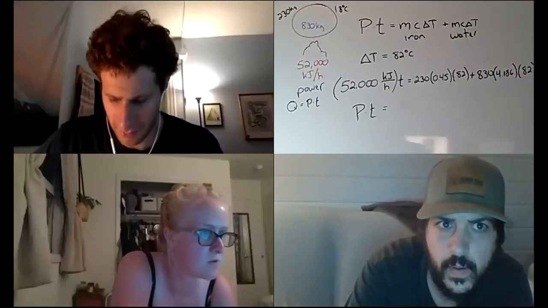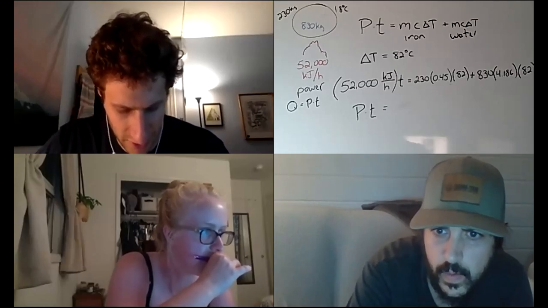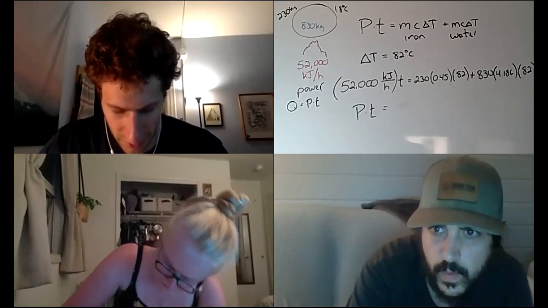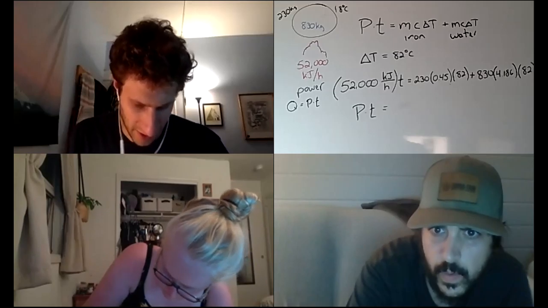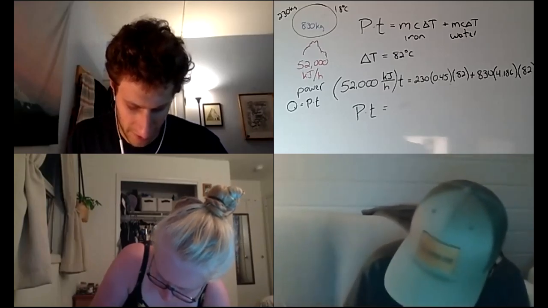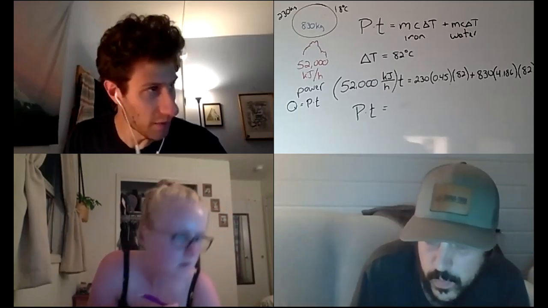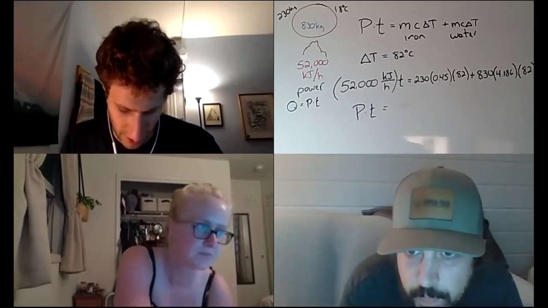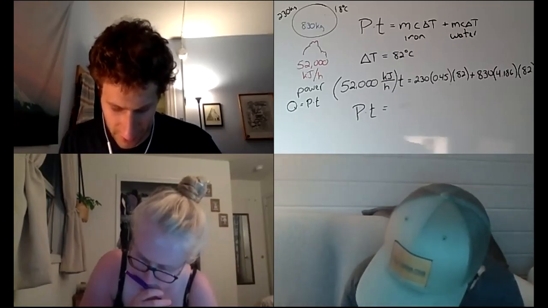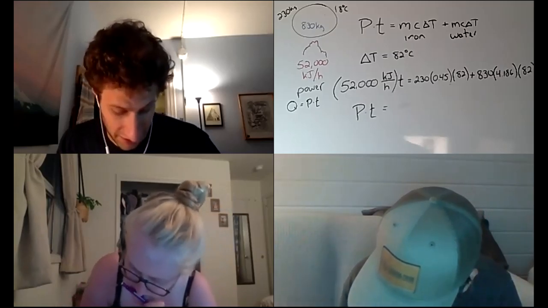Kilojoules per kilogram. Okay, so we have that 52,000 is kilojoules per hour. Yes. So basically, if we just think about it in terms of units, we have 52,000, and that's kilojoules per hour. And then we have the other one, which is kilojoules per kilogram. Is that what you said? Yeah. And we know the weight of what we started with, which was probably that 230 kilograms plus the 830. It might all cancel out.